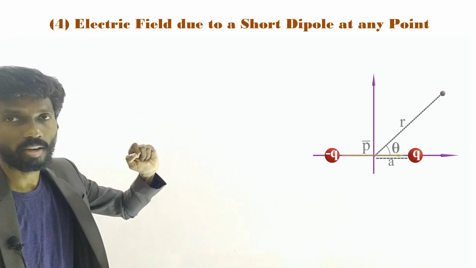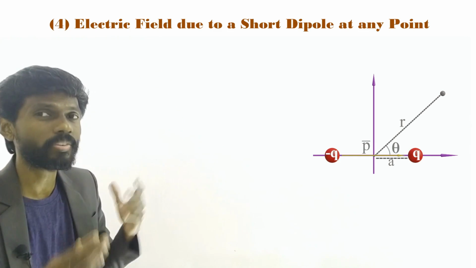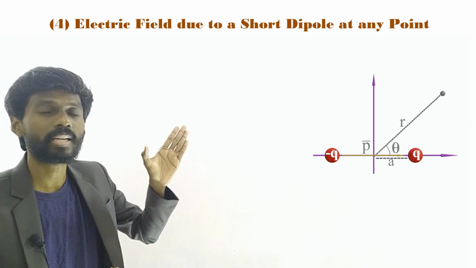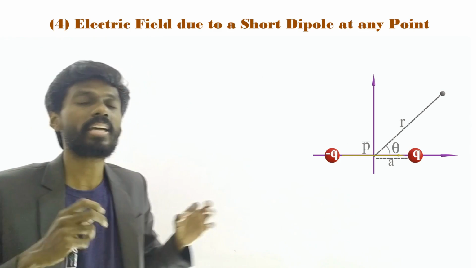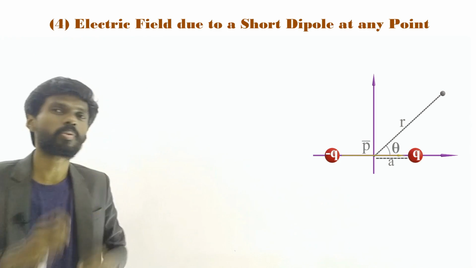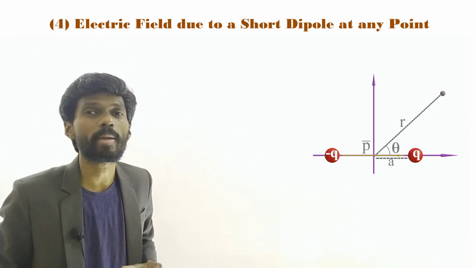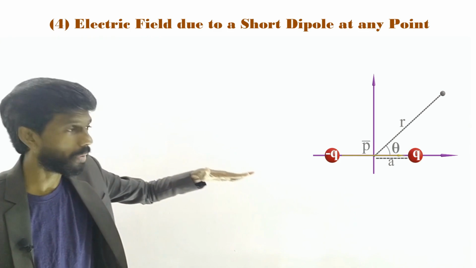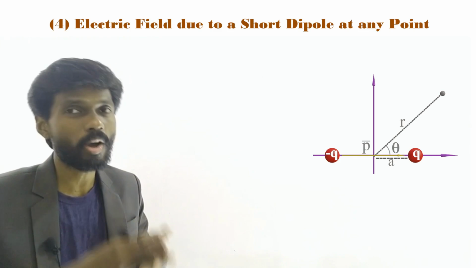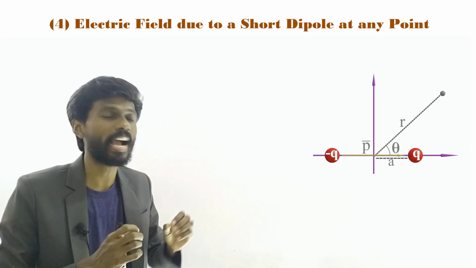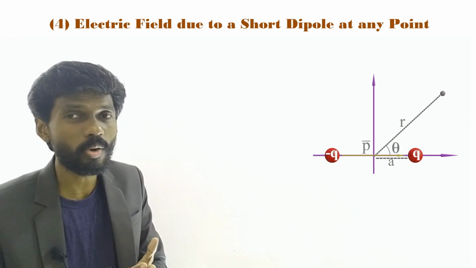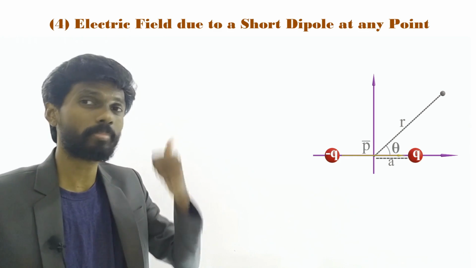Similarly, if the angle theta is 90 degrees, that also we have done already. That is the second case, when the point is on the perpendicular bisector. But this time theta can be anything, not necessarily 0 or 90 degrees. So what we are going to do is consider two components of the dipole. This dipole is horizontal, but it makes angle theta with the radial vector, and we want the angle to be either 0 or 90 degrees. Then we have the formula. Only then can we use the previous formula.